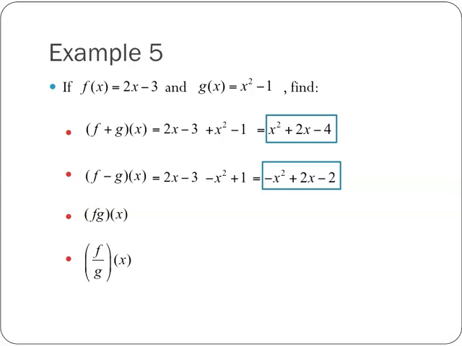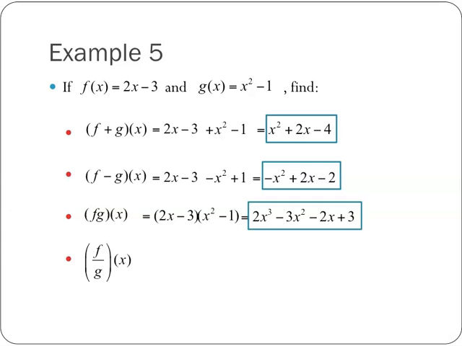In the next example, f times g of x, we are multiplying. Just be sure that you put both functions in parentheses to be sure that we end up distributing everything appropriately. So this ends up being 2x cubed minus 3x squared minus 2x plus 3. Alright, nothing to combine there, so that's our answer.